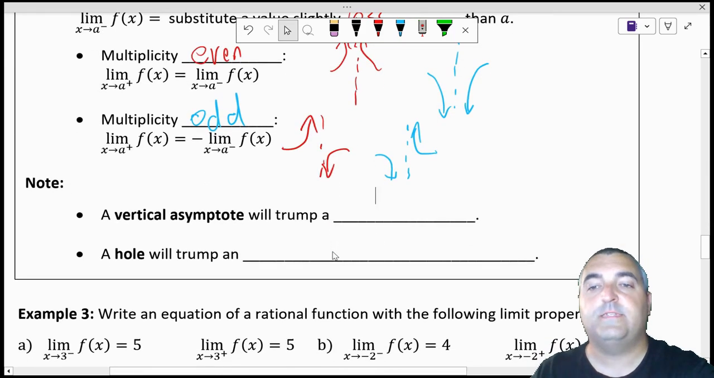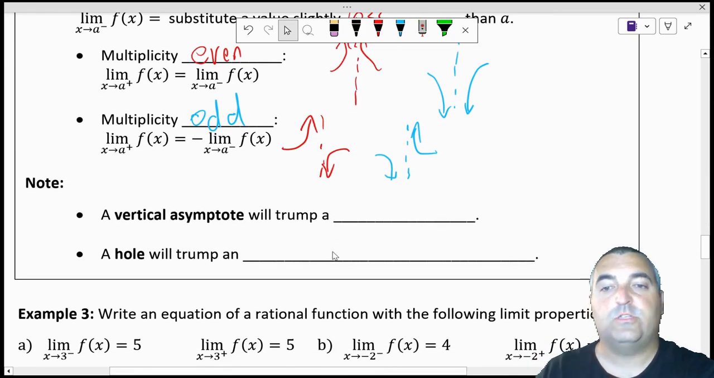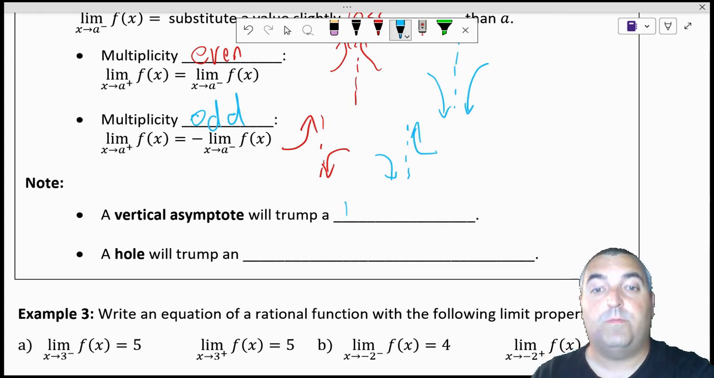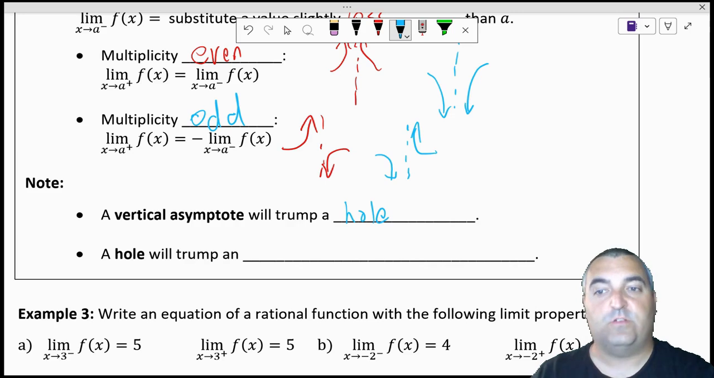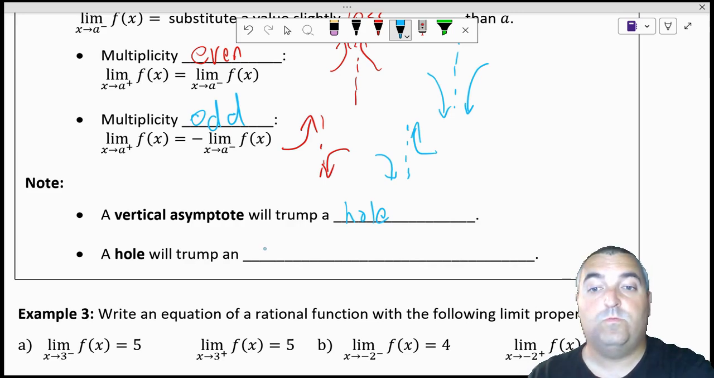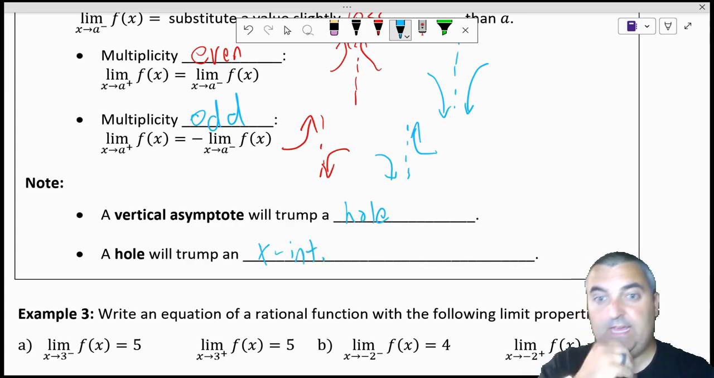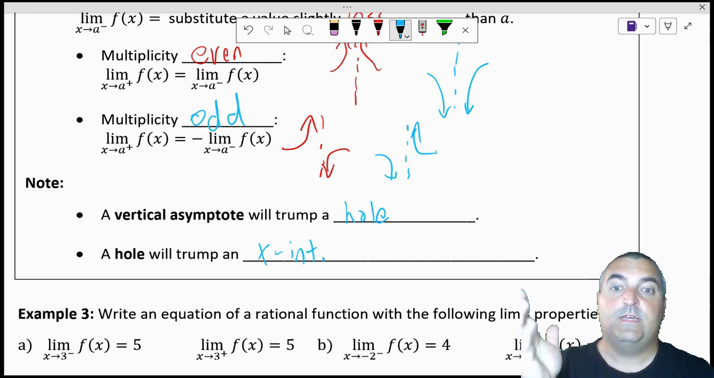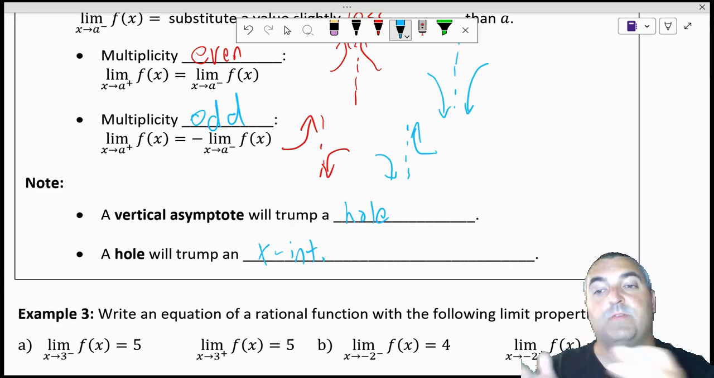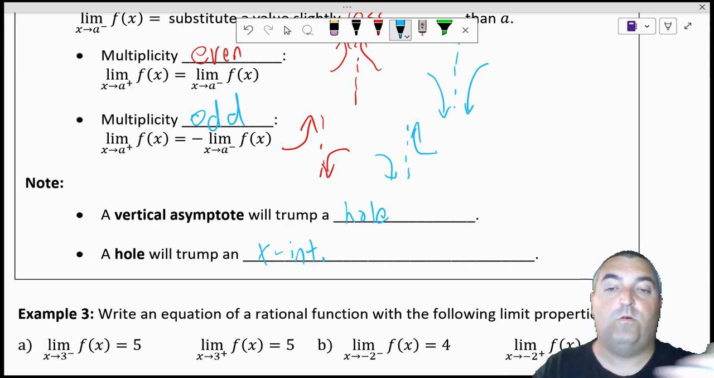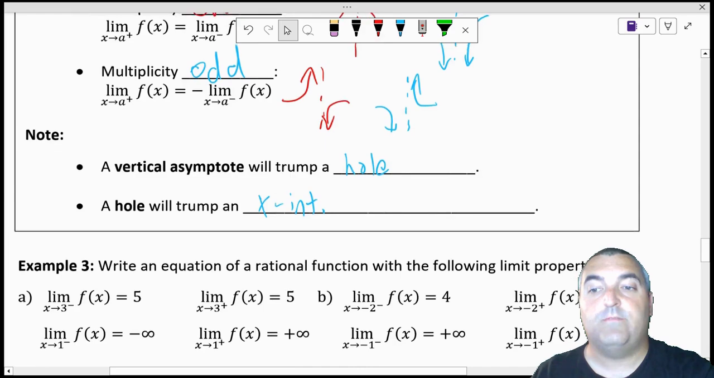Okay, and I did mention this last video, but again, it's always good to note a vertical asymptote will always trump a hole. So if you have a vertical asymptote and a hole possible, graphically it's a vertical asymptote. Okay, and then a hole will trump an x-intercept. So if you had x minus 1 squared over x minus 1, the x minus 1s cancel, but even though you have x minus 1 in the numerator, that would tell you have an x-intercept, because you had a hole initially, the hole trumps it. Okay, so just keep that in mind if that ever comes up.